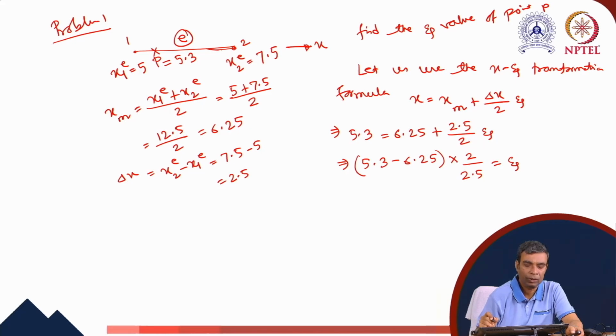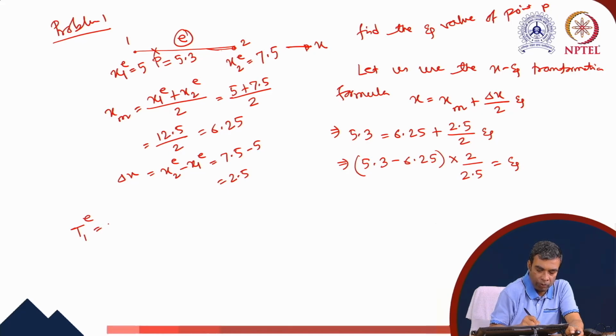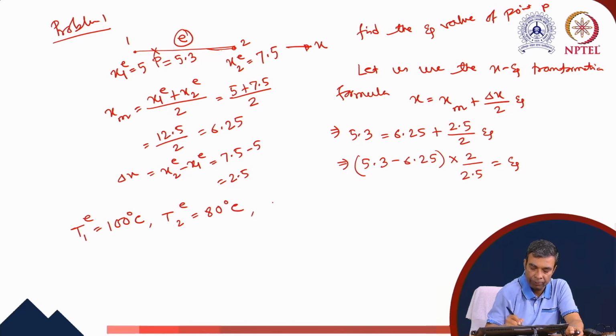Now let us consider that the temperature at node 1, T1e, equals 100 degrees centigrade, and T2e, let us take as 80 degrees centigrade. So what will be the temperature at point P?